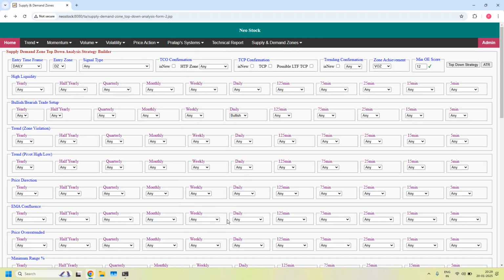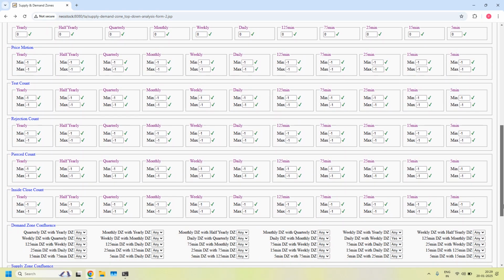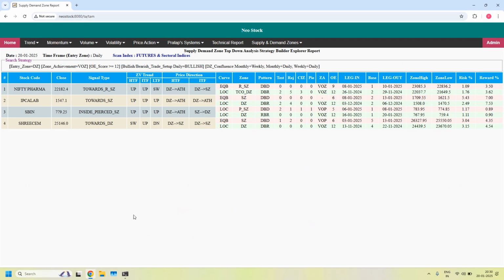Okay, next let us add the filter LTF, ITF, HTF demand zone confluence, all 3. Removing the EMA filter. So in the demand zone confluence, 3 filters we have to set. First one is already enabled. Next, daily with monthly zone confluence. Next, weekly with monthly demand zone confluence. With all the 3 demand zone confluence filters, we got 4 stocks. So these daily demand zones are part of the weekly demand zone, both together part of the monthly demand zone.